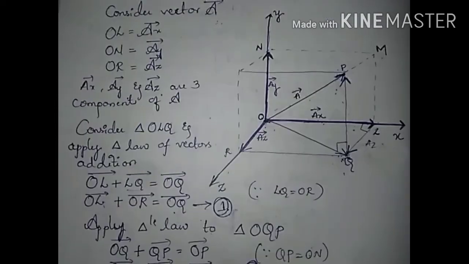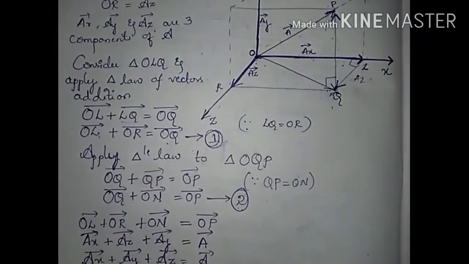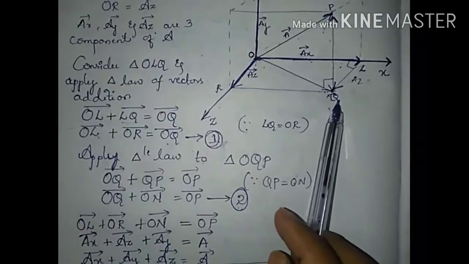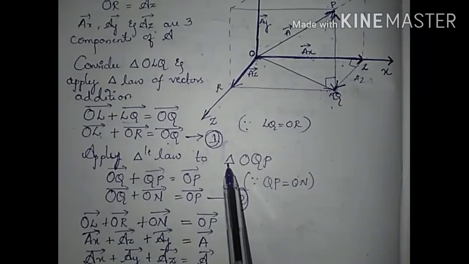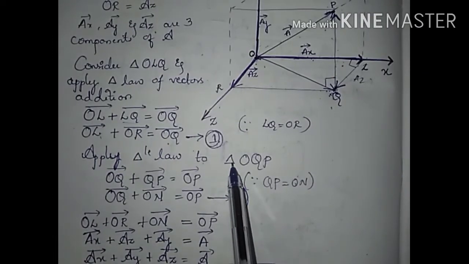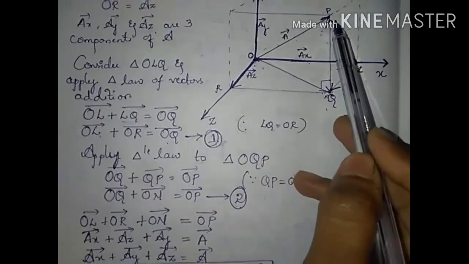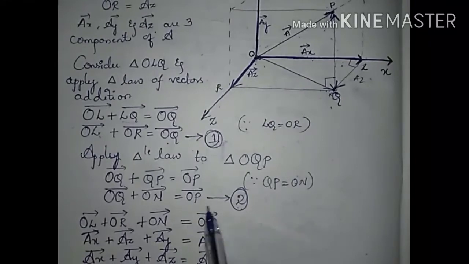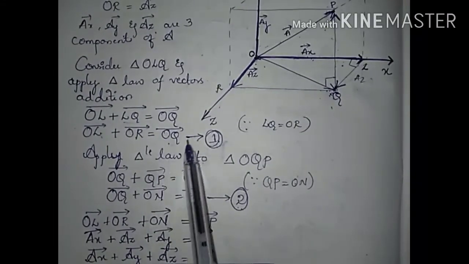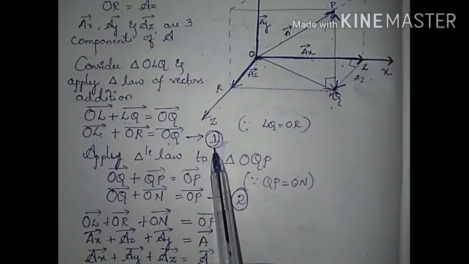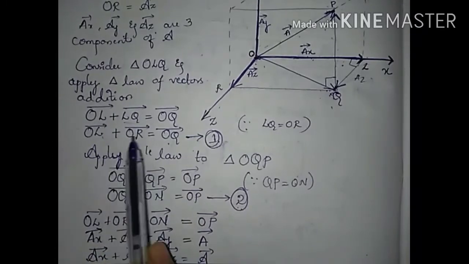So with that we have to consider triangle OLQ. From this triangle we get OQ. OQ is what? OL plus OR. Next we have to consider triangle OQP. From this triangle we can find OP. Now you have to substitute the OQ value, which is equation 1, in equation 2. So OQ is OL plus OR.